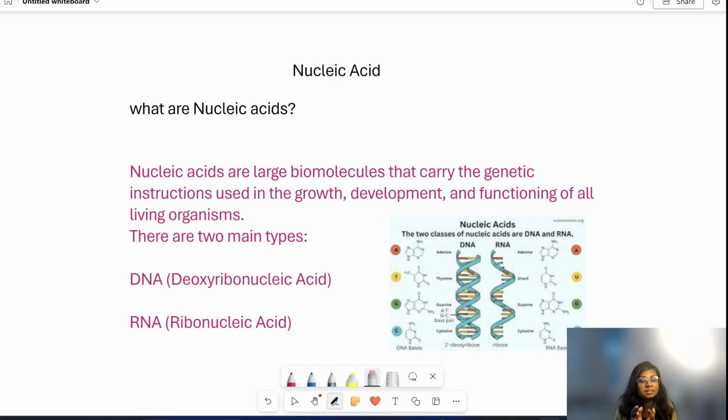First, we will see what nucleic acids are. Nucleic acids are large biomolecules that carry the genetic instructions used in the growth, development and functioning of all living organisms. Actually, there are two main types, DNA and RNA. DNA stands for deoxyribonucleic acid and RNA stands for ribonucleic acid. These are the diagrams of DNA and RNA. DNA is double-stranded, RNA is single-stranded. This is one difference between DNA and RNA.